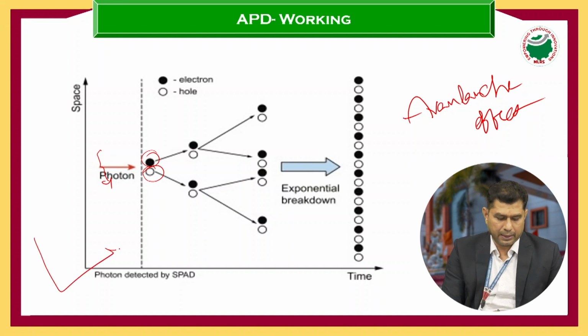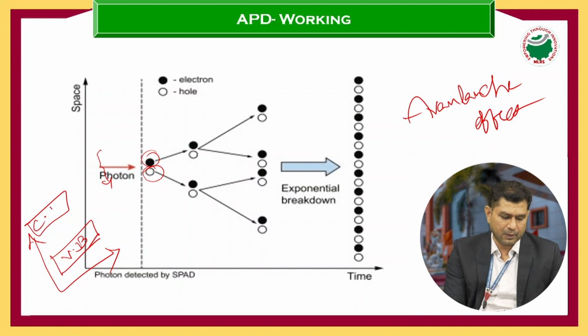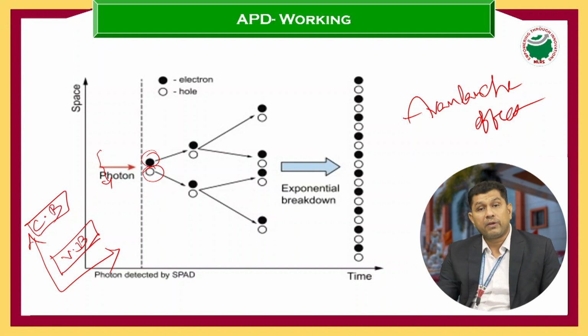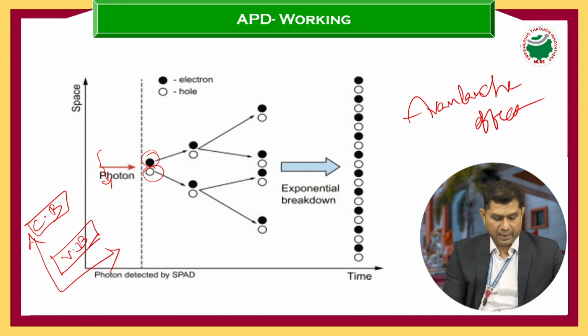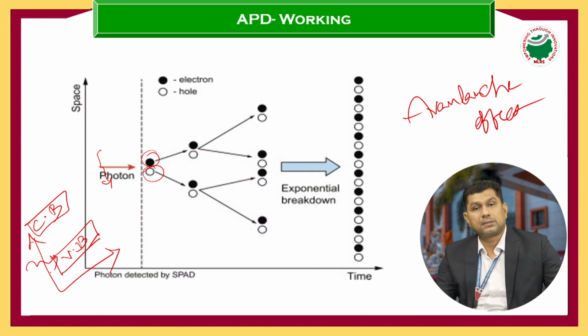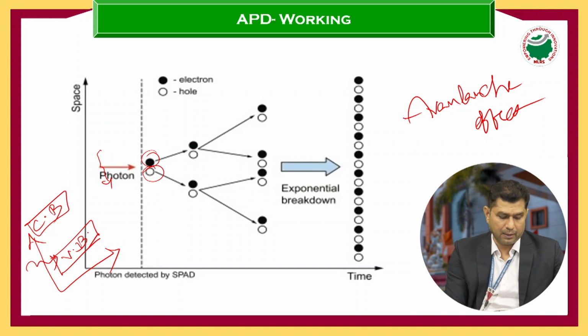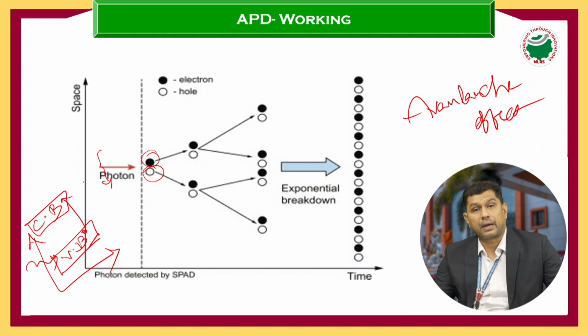Simply, how are they created? Whenever light of sufficient energy is made to be incident, what happens? This is the valence band, and this is the conduction band. Before incidence of light, the electrons are in the valence band. Whenever light of sufficient energy is incident, the covalent bond breaks down, and the electron is excited to the conduction band. Electron-hole pairs are generated.